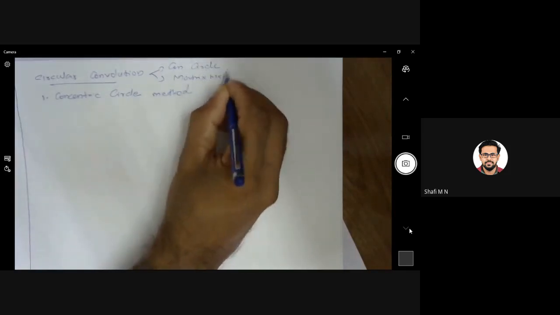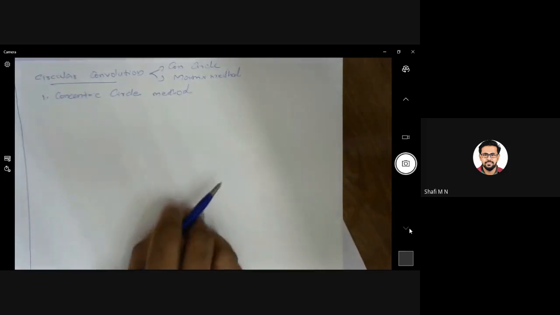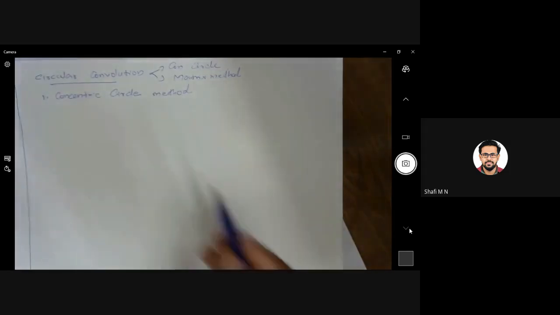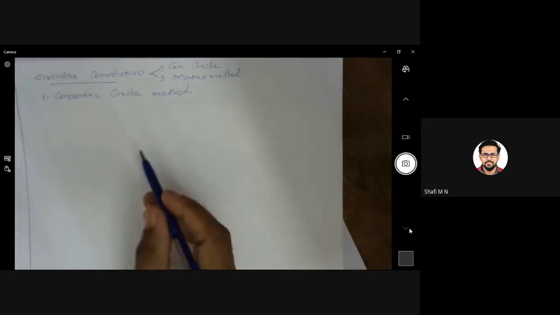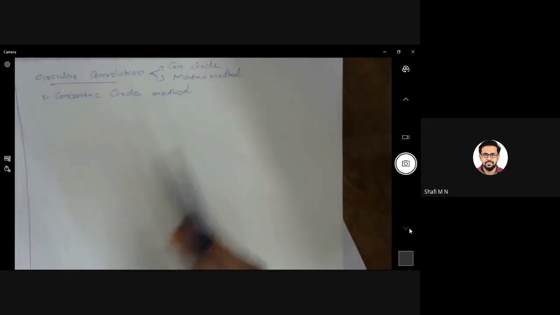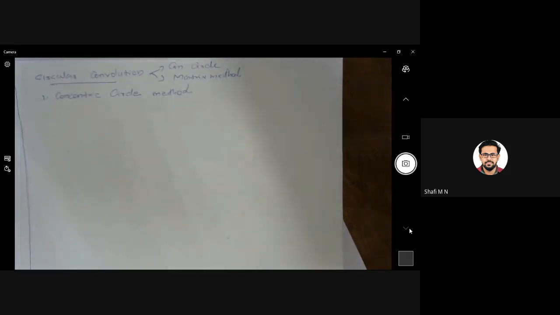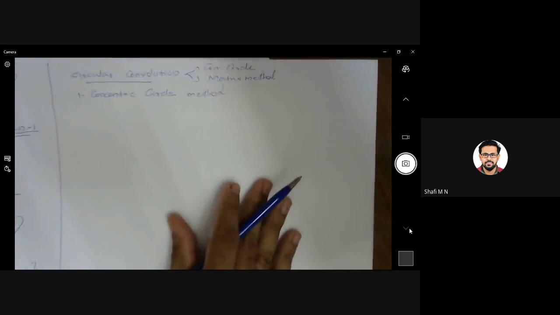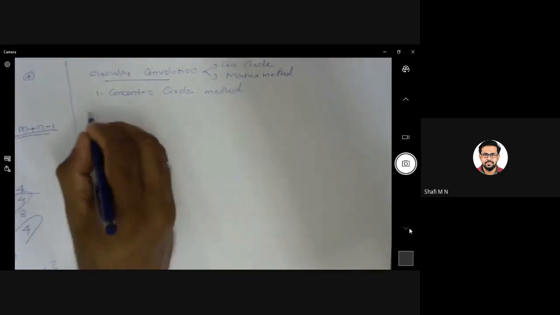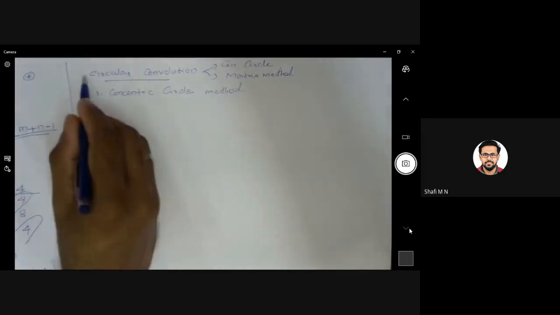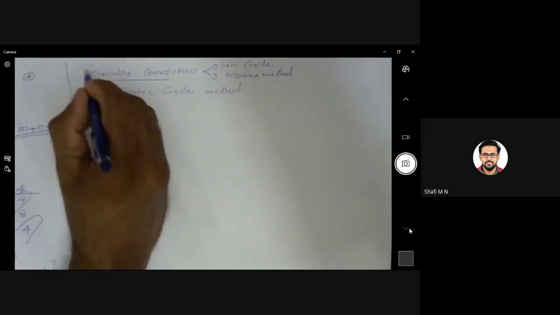The matrix method is pretty easy, so in exams you can follow the matrix method. It is a fast strategy. But exam oriented, if you are asked to stick to the concentric circle method, you should be comfortable with that also. So the first method is the concentric circle method. Be prepared and work it out, because we will solve only one problem. Before that, let me give an introduction to circular convolution about the length.